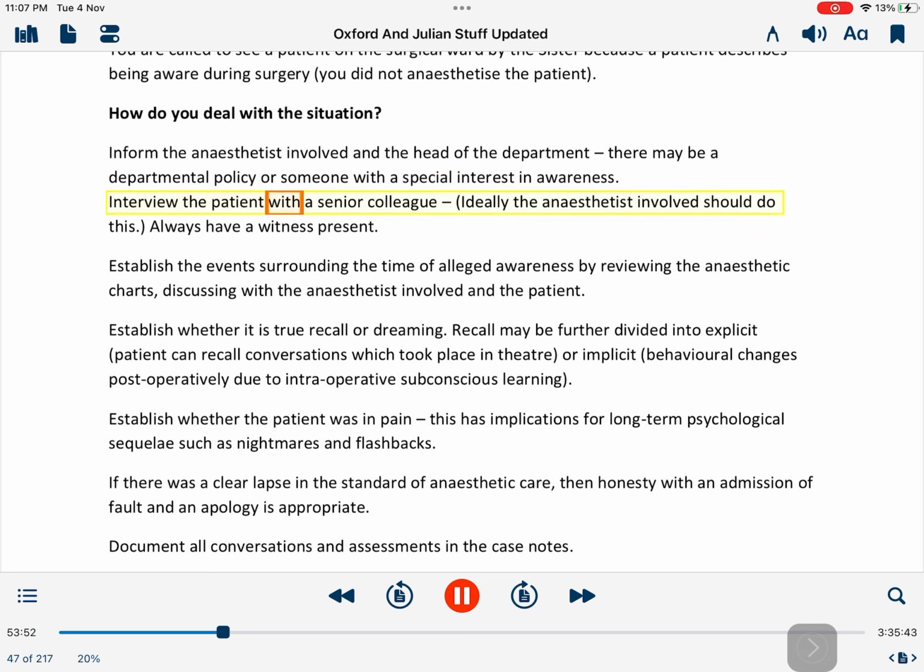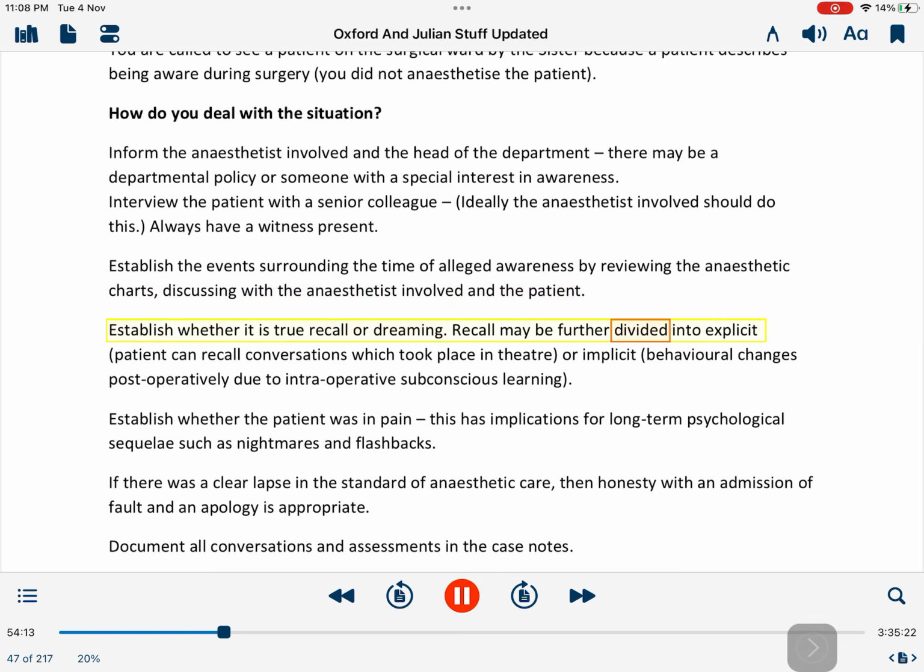Interview the patient with a senior colleague. Ideally, the anesthetist involved should do this. Always have a witness present. Establish the events surrounding the time of alleged awareness by reviewing the anesthetic charts, discussing with the anesthetist involved and the patient. Establish whether it is true recall or dreaming.